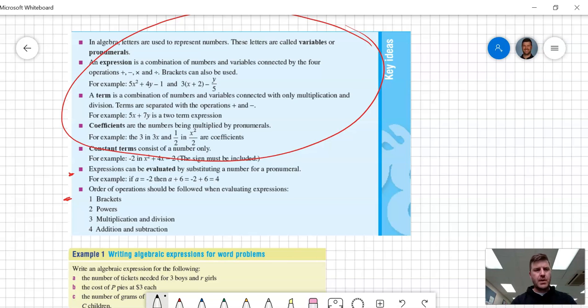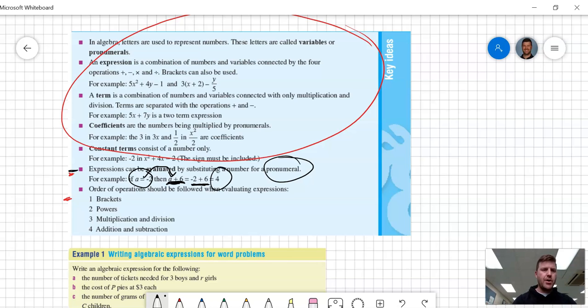It says here, expressions can be evaluated by substituting a number for a pronumeral or a variable. So we know a pronumeral or a variable is the letter that's used to represent an unknown value. For this example, we're actually giving that variable, that pronumeral, numerical values. In this case, a equals minus 2. So in the expression a plus 6, we can substitute minus 2 in for a, and it becomes minus 2 plus 6. Minus 2 plus 6 is, of course, 4. So we can evaluate expressions that way.